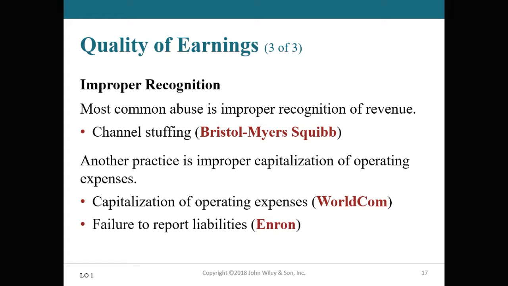Another way that management may manipulate the quality of earnings is through the capitalization of operating expenses. Our friends at WorldCom were very guilty of this. So has been Waste Management and a few other companies off the top of my head. And a failure to report their liabilities. That is where Enron comes in. And as you are all aware, Enron was a serious issue, a serious accounting scandal. It took out one of the top accounting houses with it, and it was the impetus for the Sarbanes-Oxley Act.